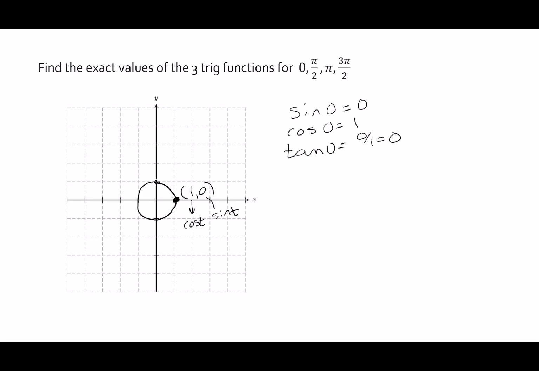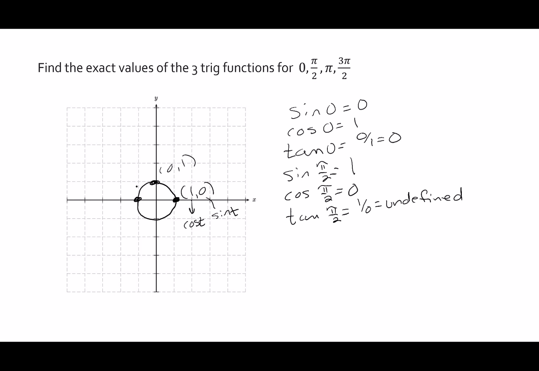If we move to pi over 2, I have the point (0, 1). This says the sine of pi over 2, which is the y-coordinate, is 1. Cosine of pi over 2, which is our x-coordinate, is 0. Tangent of pi over 2 would be 1 over 0, which is undefined.